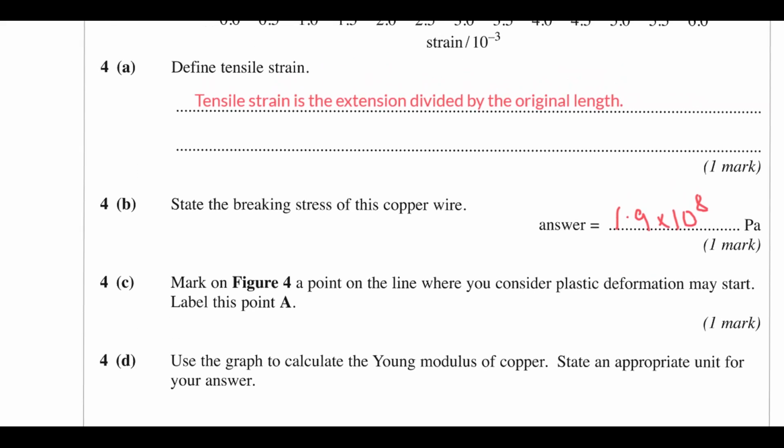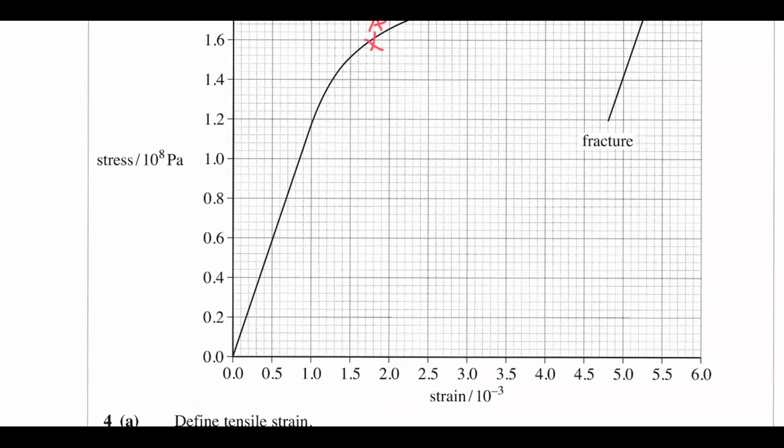Use the graph to calculate the Young modulus of copper. State an appropriate unit for your answer. So we're going to want to find the gradient of the straight line section. Let's pick somewhere that's quite nice to measure it from. So I'm going to go with this location right here. Let's draw on our gradient triangle. I'm afraid my stylus isn't particularly accurate, but this isn't turning out too badly. Okay, so that's the triangle I'm going to be using.